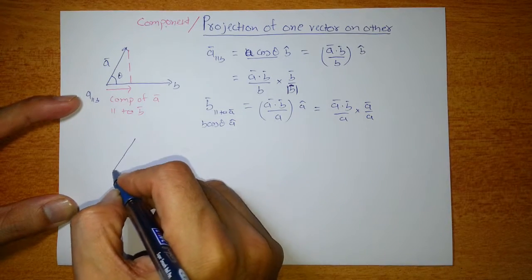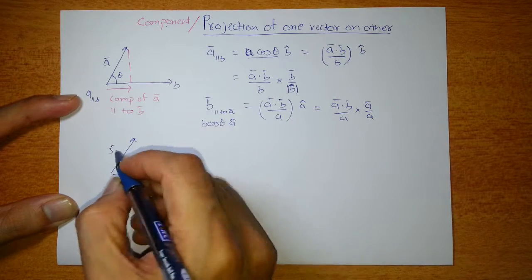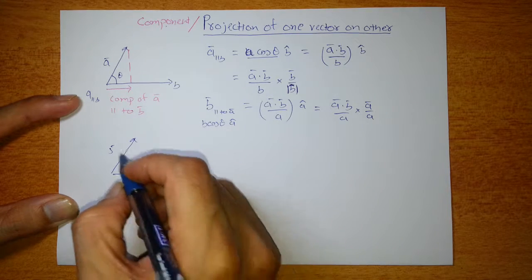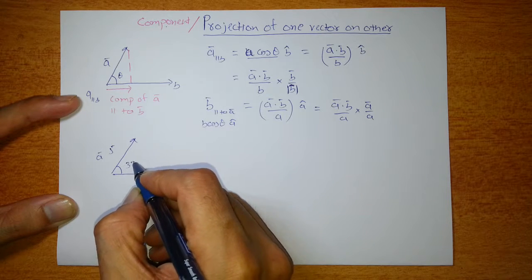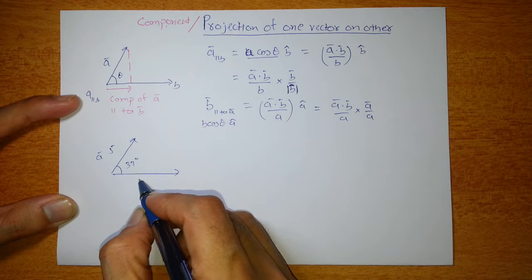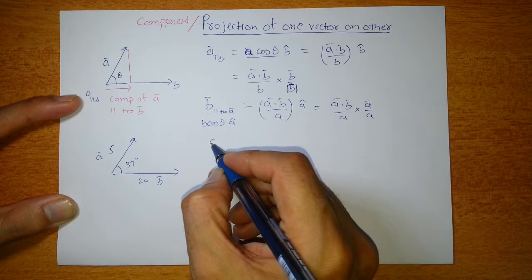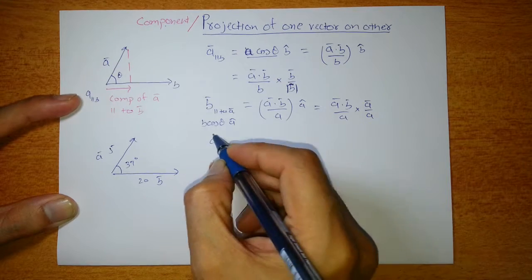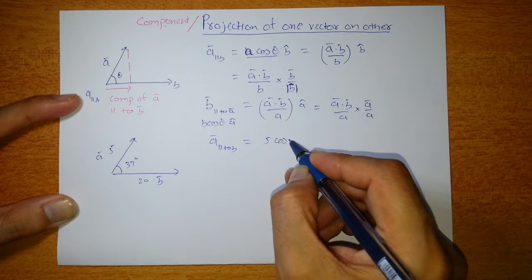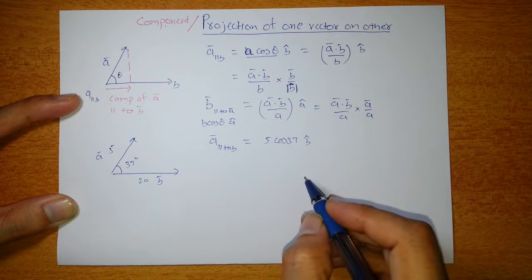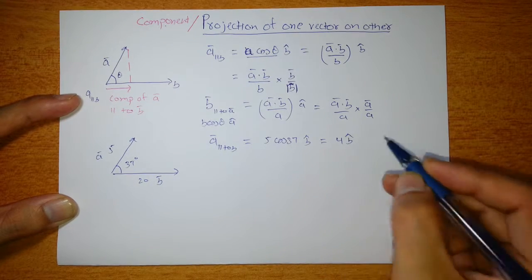Let's take an example. Let's say this is a 5 unit magnitude vector, and this is vector A, and the angle is, let's say, 37 degrees, and this is a 20 unit vector which is vector B. So what is A parallel B? The component of A parallel to B is nothing but 5 cos 37 B cap. So we can write it as 4 B cap.